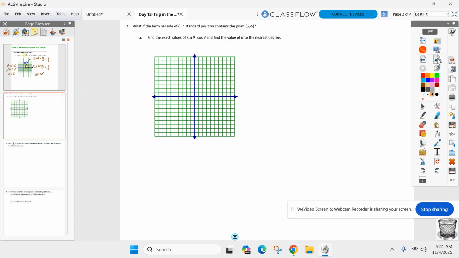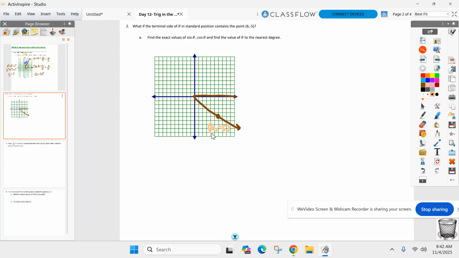Go ahead, graph your angle. 6, -5 now. Ooh, what quadrant are we in now? Okay. Draw your angle in. That goes through 6, -5. And I'm asking the same three questions. Find the sine value, cosine value, and what the angle is.